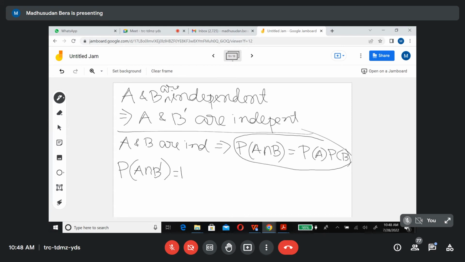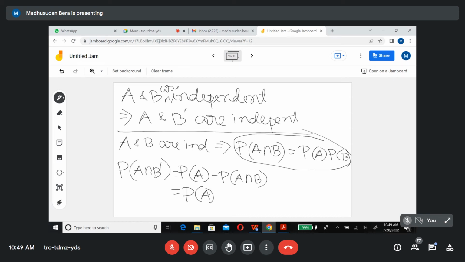Probability of A minus probability of their intersection, that is P of A minus P of A intersection B. We have already proved it. A intersection B complement is P of A minus probability of their intersection. Now, since A and B are independent, P of A intersection B is P of A times P of B. We will apply that one.